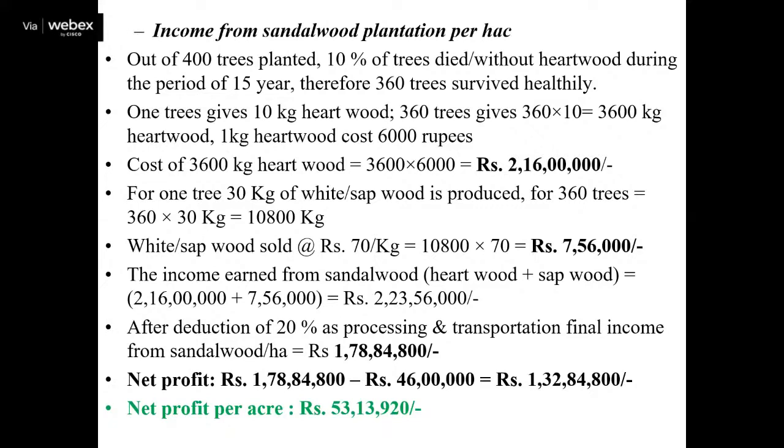But when you take out the cost of cultivation per hectare, it is around 46 lakhs we may have to shell out for maintenance up to 15 years, including security and all other expenses, fencing, irrigation, everything. Then the ultimate net is 1,32,84,800 rupees per hectare. And when you convert into per acre, it is around 53,13,920 rupees, an average expected yield from sandalwood cultivation.